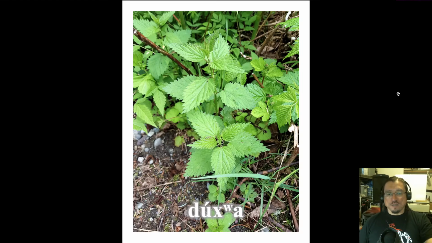So this is duhwa, stinging nettle, duhwa. So you can see these leaves here at the top. These two are directly across from each other, and these ones up here are also directly across from each other. So they form kind of almost a cross pattern. So that's one of the defining features of duhwa.